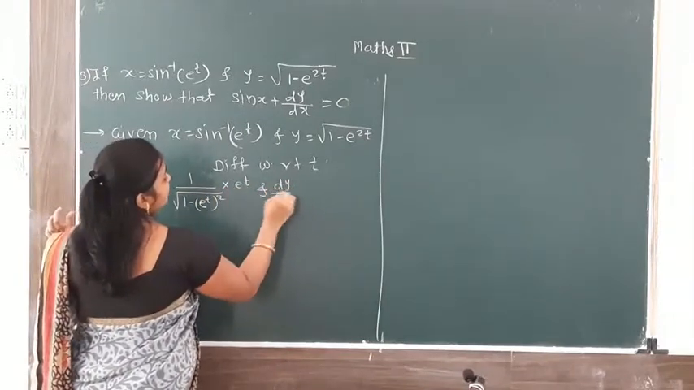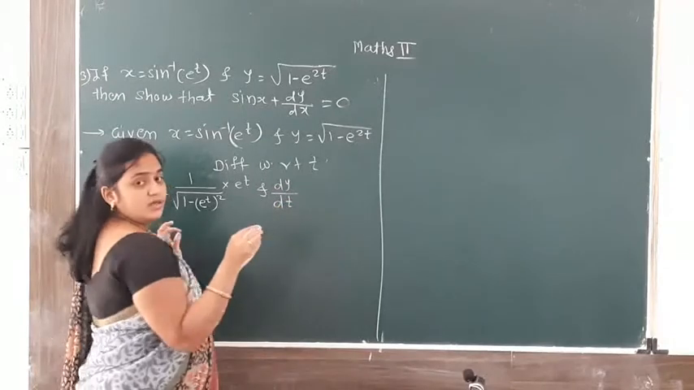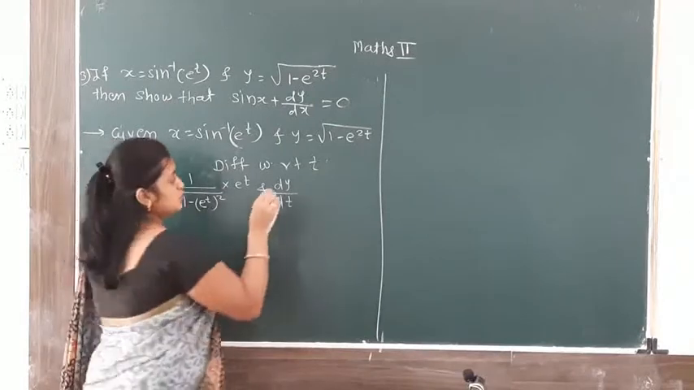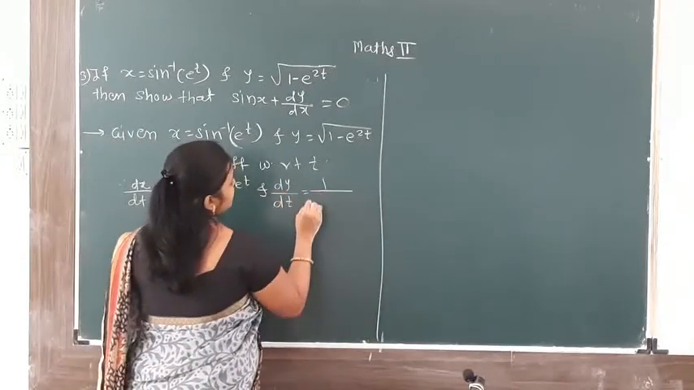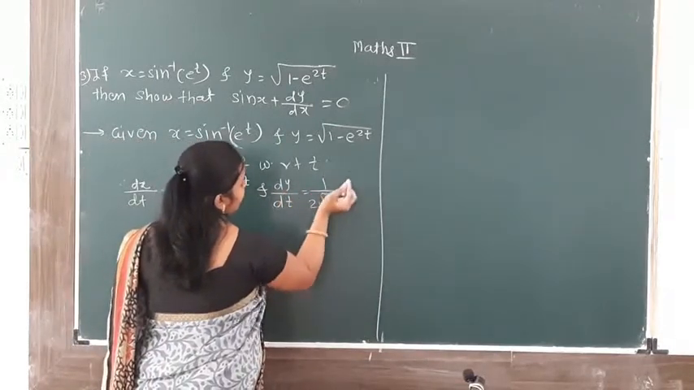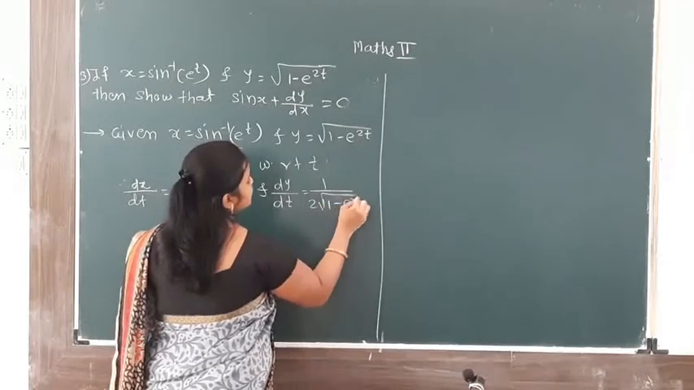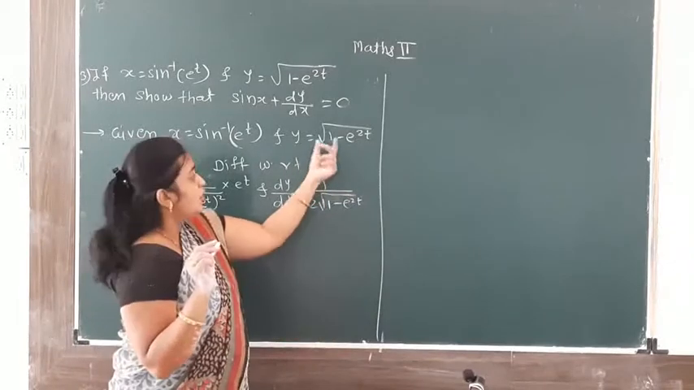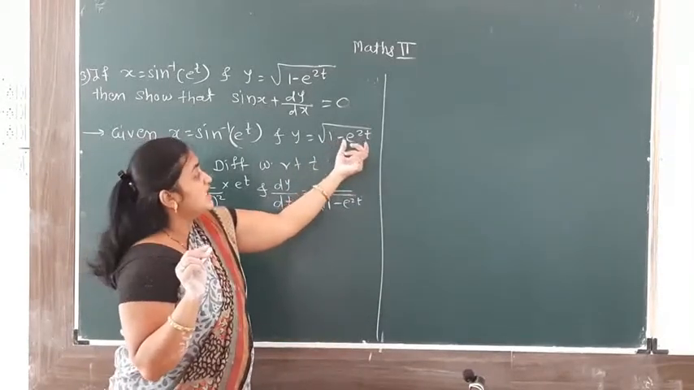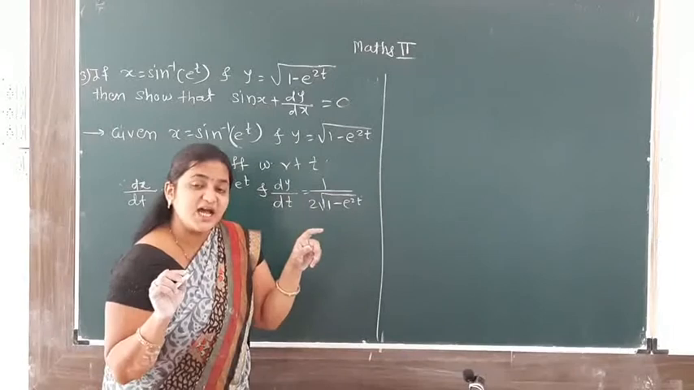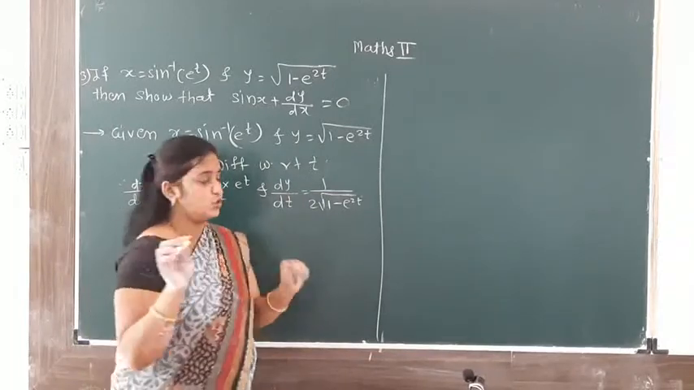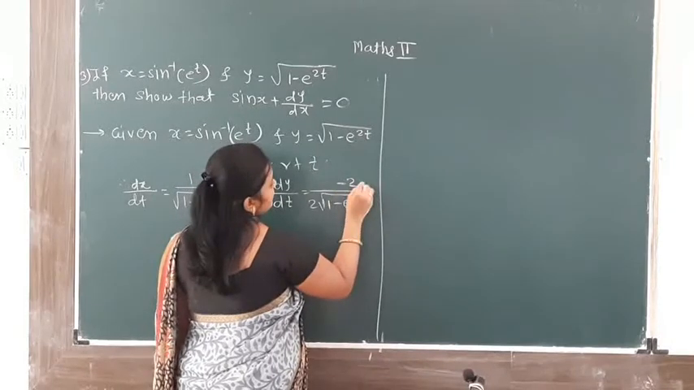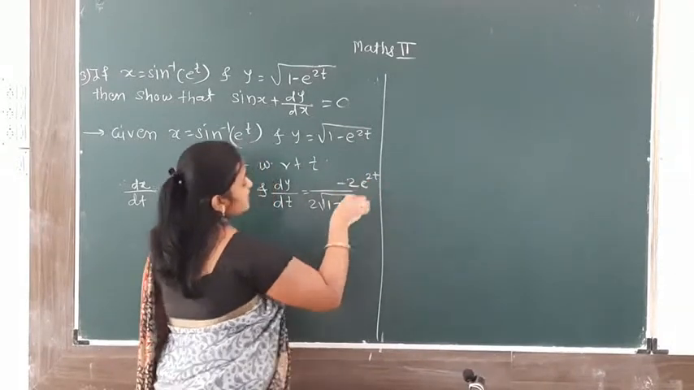And the derivative of y with respect to t: square root of t, the derivative is 1 upon 2 root t. So the square root of this term, which is 2 root 1 minus e raised to 2t, and again the derivative of 1 minus e raised to 2t: the derivative of 1 is 0, the derivative of e raised to 2t is e raised to 2t, and again the derivative of 2t, which is 2. So minus 2 e raised to 2t.